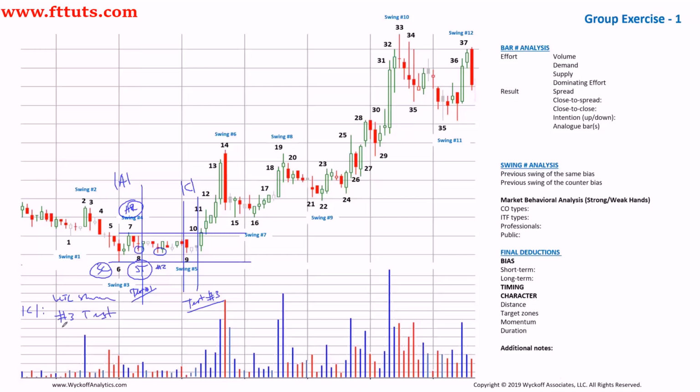Then what else do we usually talk about to identify Phase C? How about the point of fear? Oh yeah, that'd be like their second point of fear. Yes, second point of fear. So where is the first point of fear, Rick? First point of fear is in the selling climax at 6. Absolutely. So this is our first point of fear.